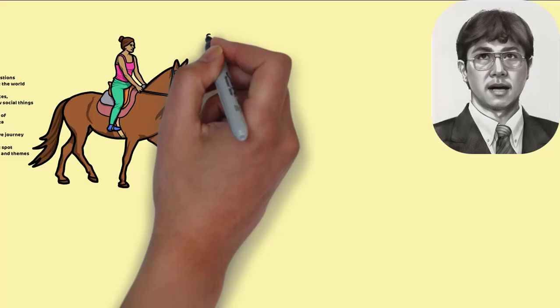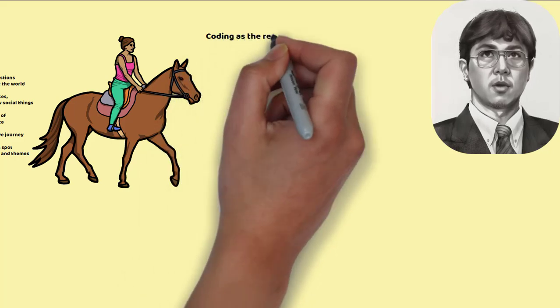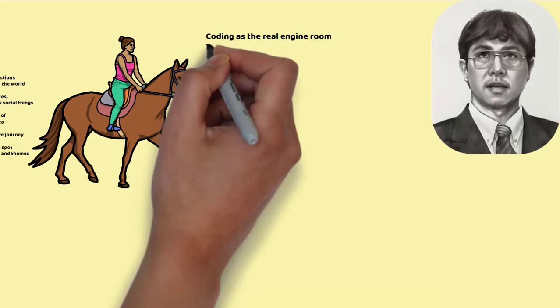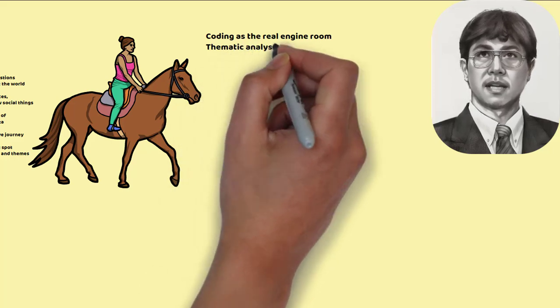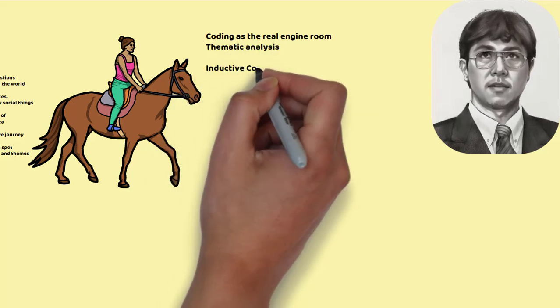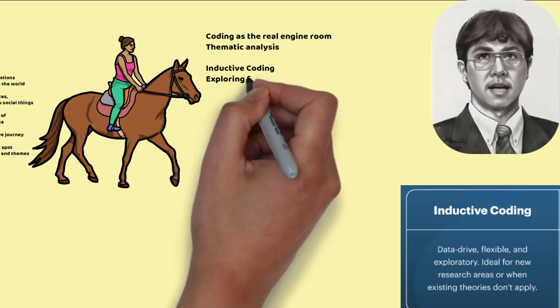Alright, let's get hands-on. Think of coding as the real engine room of thematic analysis. Here's a quick peek at some key approaches and terms you'll bump into. First up, inductive coding. Think of it as exploring from the ground up.